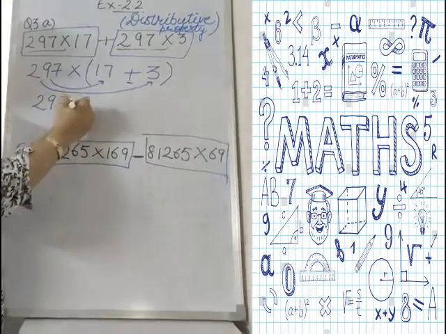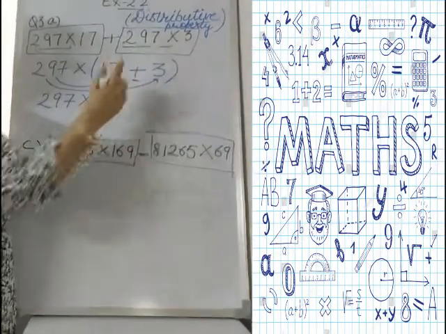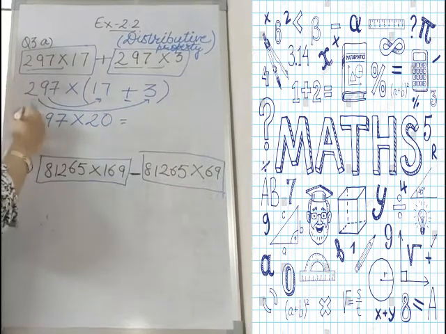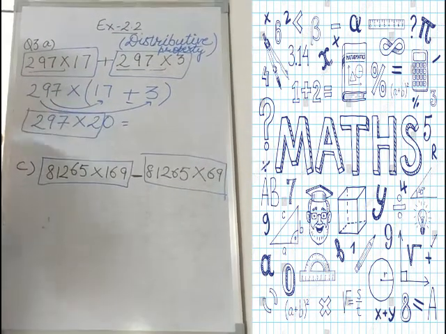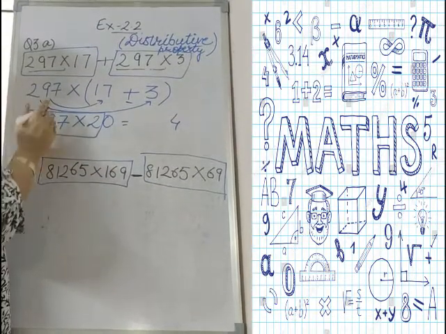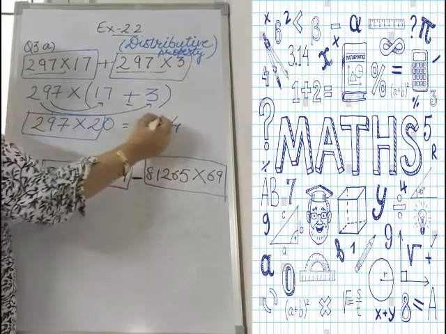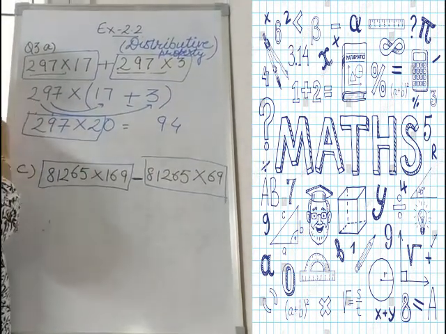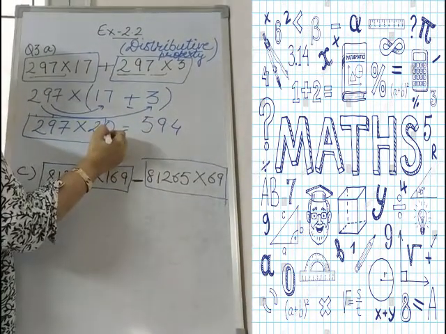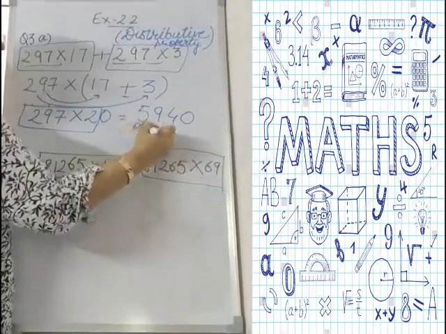297 as it is multiplied by, now solve the bracket, 17 plus 3, that would be 20. Just multiply 297 with 2, that will give you, look here, 2 sevens are 14, 1 would be carry over on the next, 2 nines are 18 plus 1, 19, 1 would be carry over on the next, 2 twos are 4 plus 1, 5, and 0 you will put at the back. So answer would be 5940.